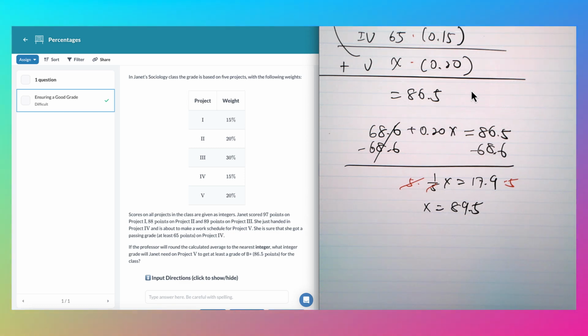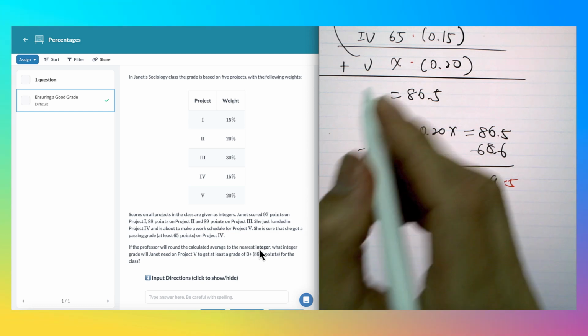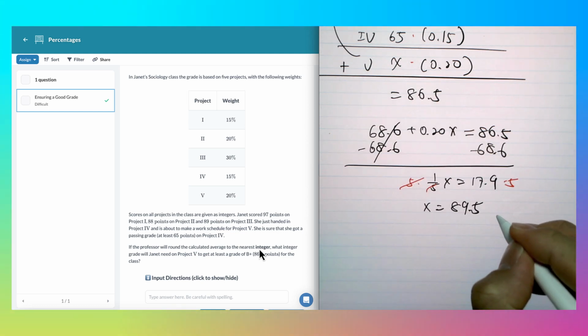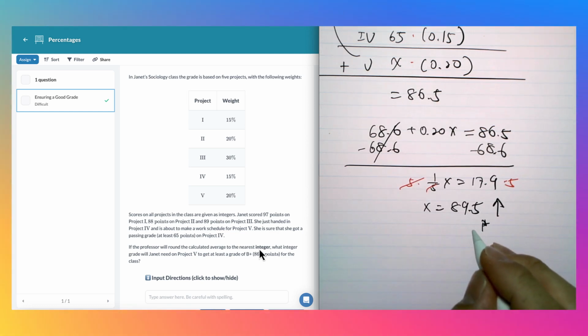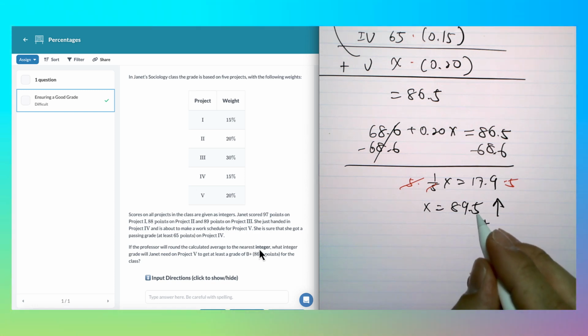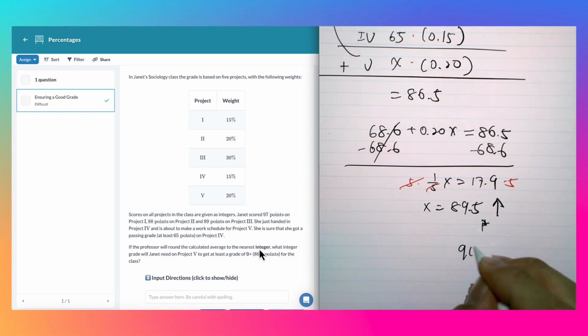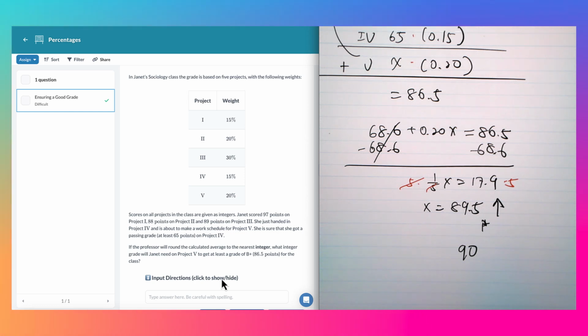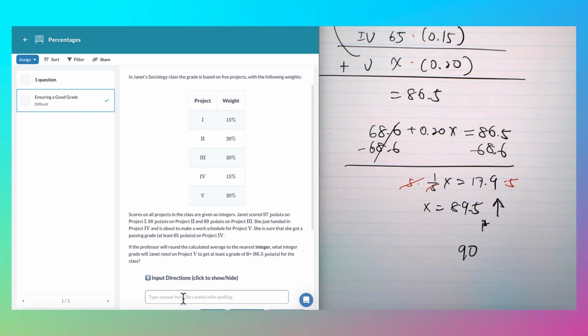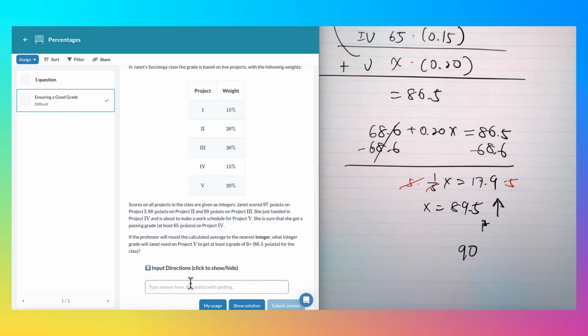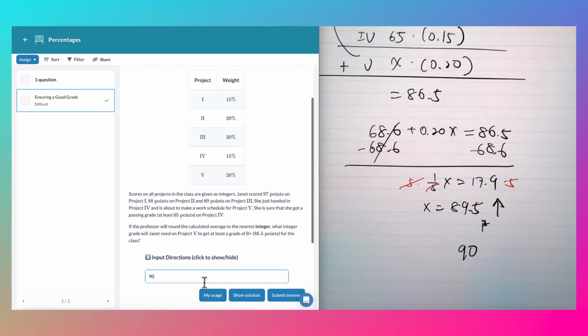Now be careful though, you might be tempted to write 89.5. Unfortunately, if you do so, you did not read the directions. If you read the first sentence of the second paragraph here, if the professor will round the calculated average to the nearest integer, the project 5 grade cannot be a decimal. You need to round this to the nearest integer. So seeing a 0.5, why don't we just round it up to 90? Okay, and she needs to get at least 90 on project 5 to pass with B+, which represents 86.5 points. So the answer to this is 90, and it should be an integer.